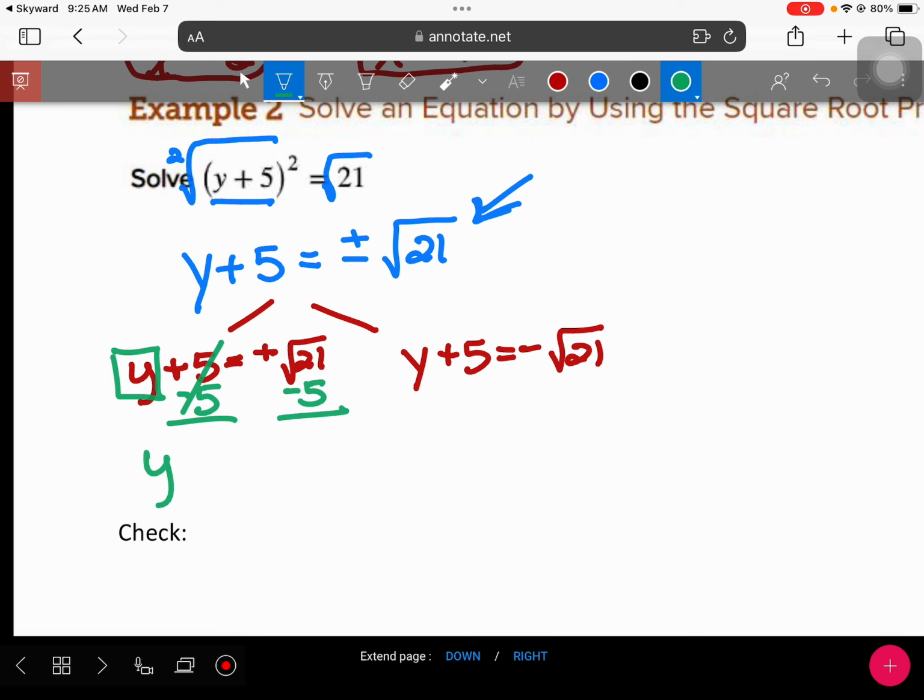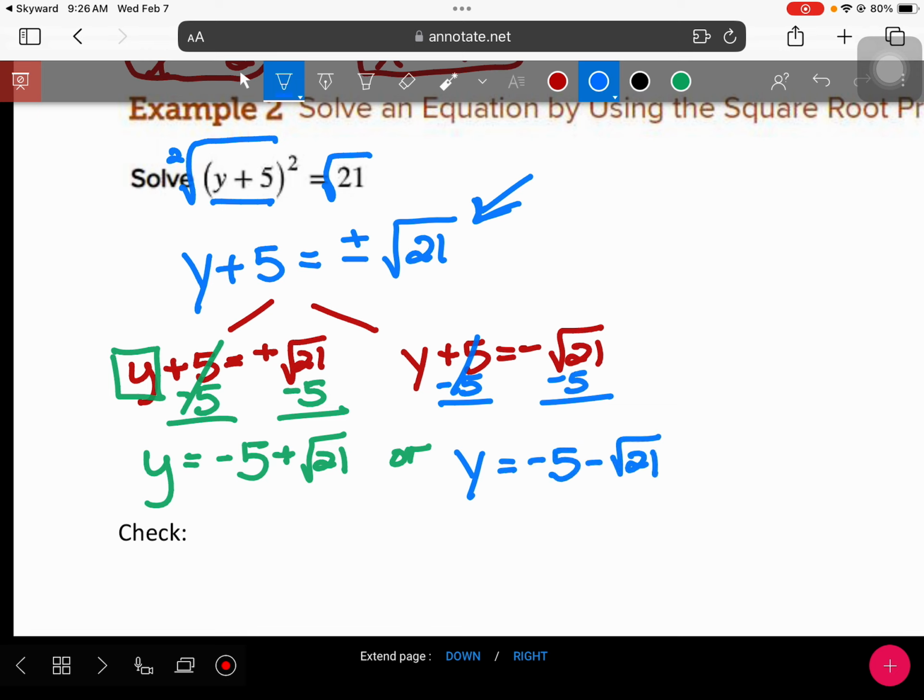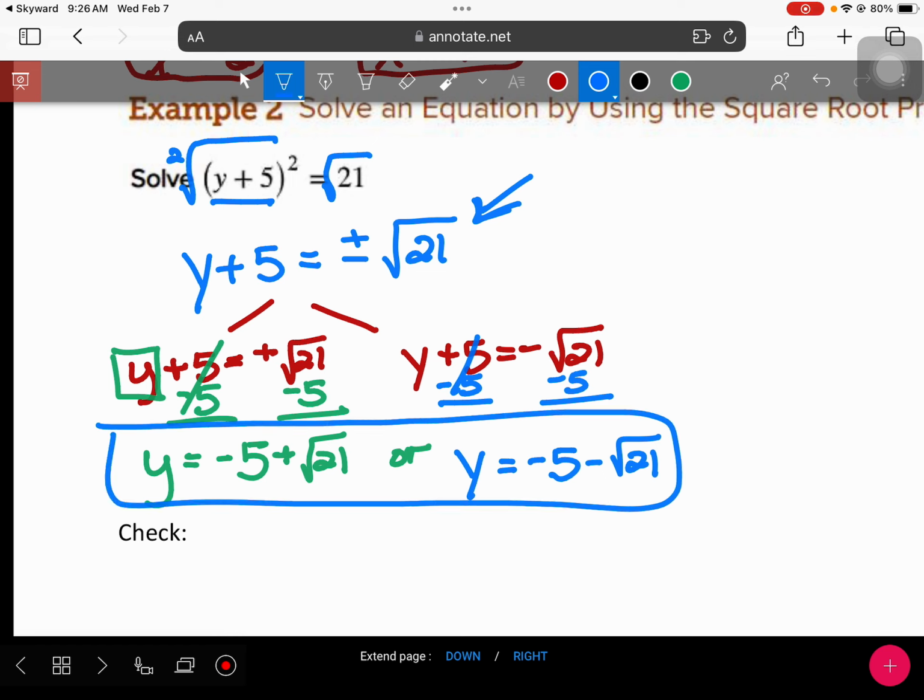The 5's cancel out. Y is equal to, now because I have this negative 5 and I know how much that is, I'm going to put that first. I can't combine them, so it is negative 5 plus the square root of 21. That's my first answer. Or on the other side, you still subtract 5 from both sides. Y is equal to negative 5 minus the square root of 21. So, as messy as that looks, that is your answer.